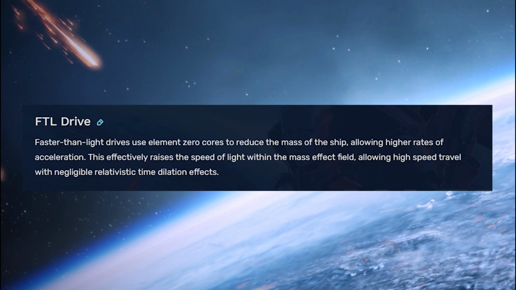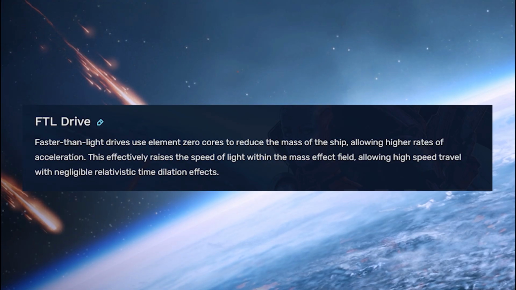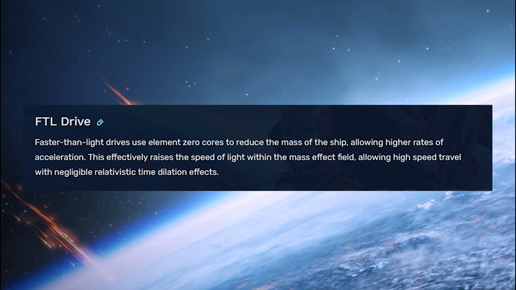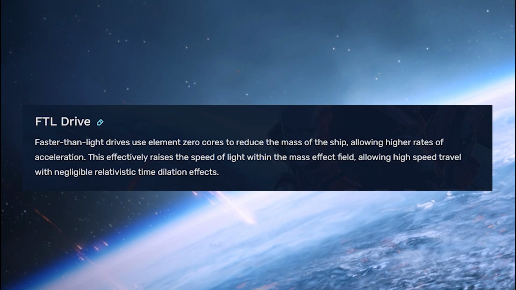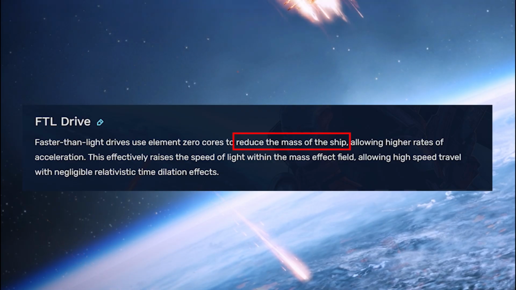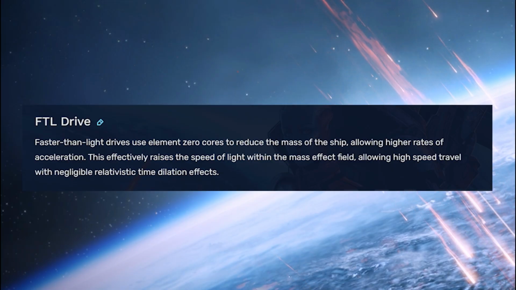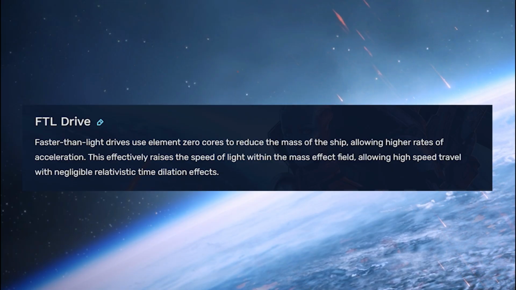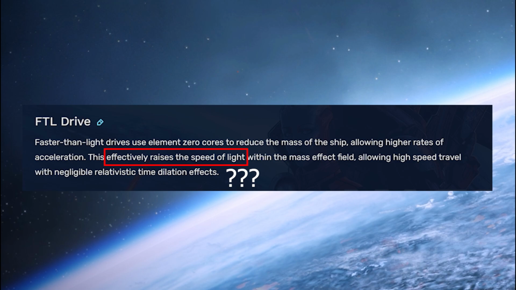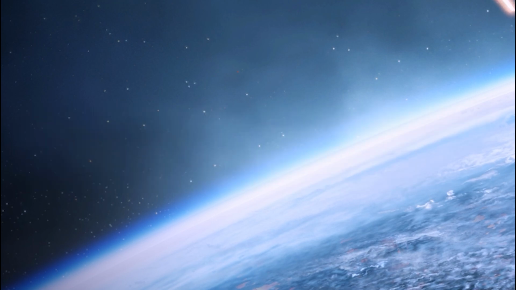But when it comes to the Codex entry on FTL, the information supplied is shockingly vague. It only makes a passing comment on how ESO reduces mass when exposed to a current, and then states, with no further explanation at all, that this somehow increases the speed of light? Surely there had to be some kind of explanation here.